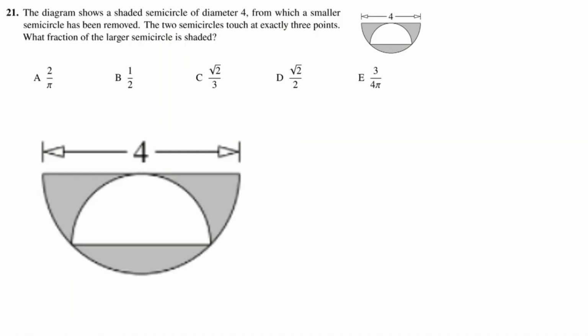Okay, into the final five. Some quite difficult questions now. So firstly, we think, what's the radius of the big semicircle? Well, it's 2. And where's the most useful place to put that?